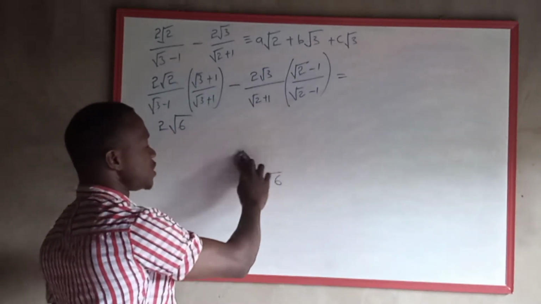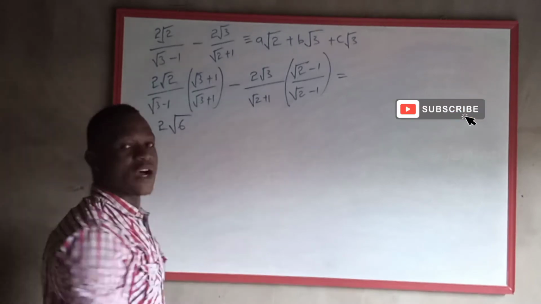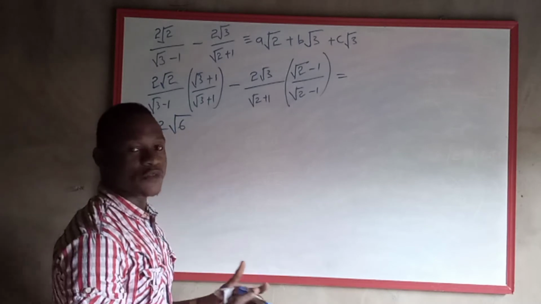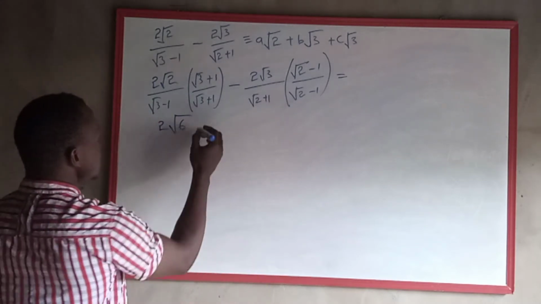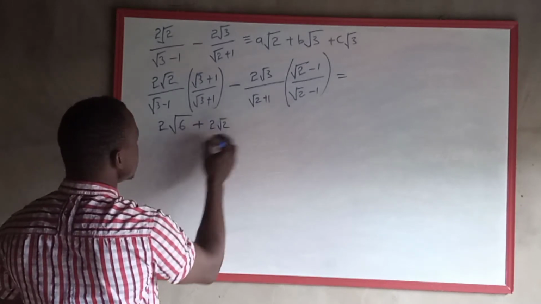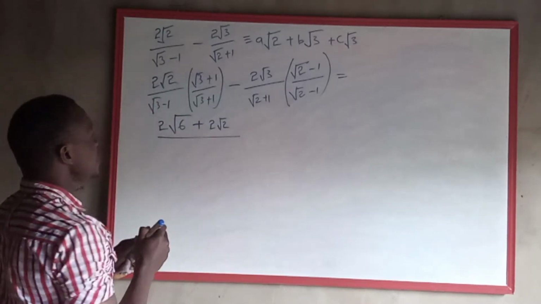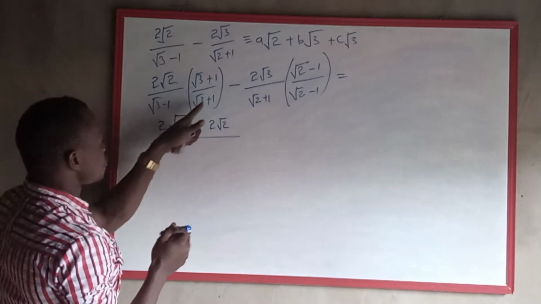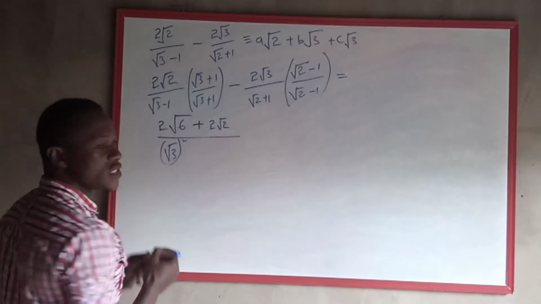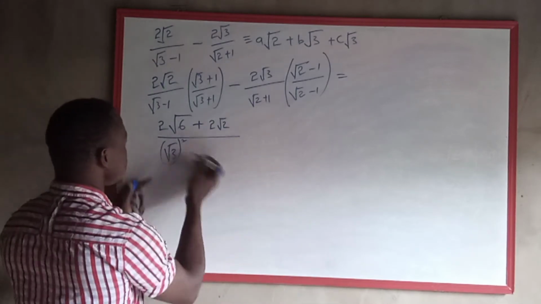If you don't understand how we did that, you can easily check out our playlist on surds, where we explained how to solve in surd form. So we have that. Then we have plus 2 root 2 times 1 gives us 2 root 2, divided by, now root 3 times root 3 gives us root 3 squared.